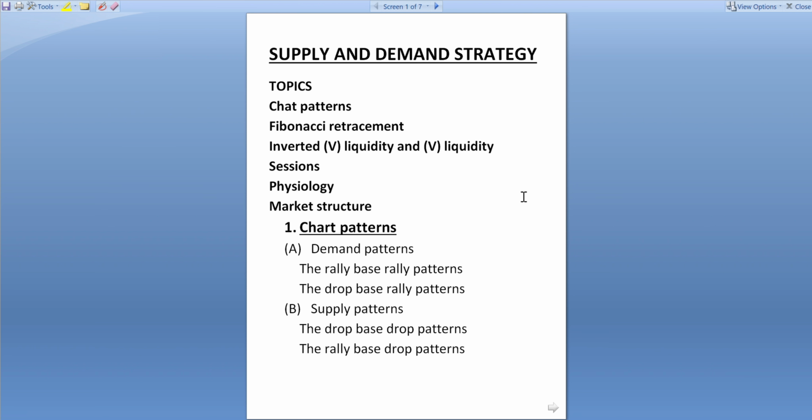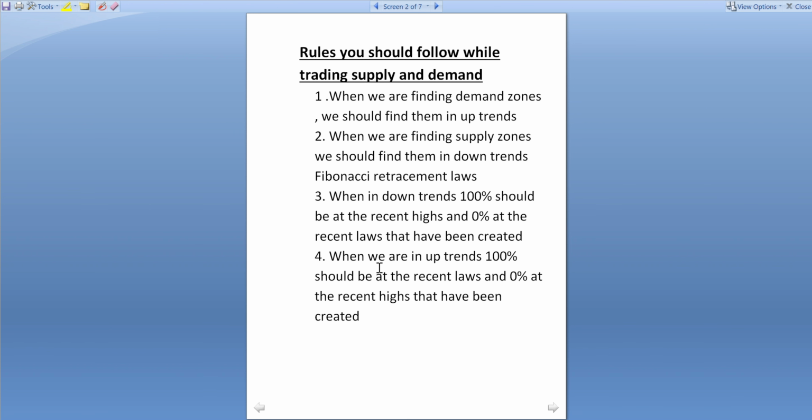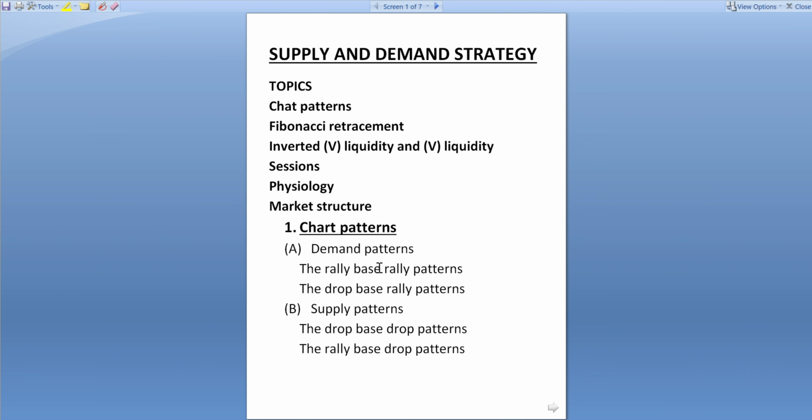So now I'm going to be dropping two lessons on the budget. So let's dive into this. We're going to start with chart patterns as our first lesson today. Then we go with the next one as follows.